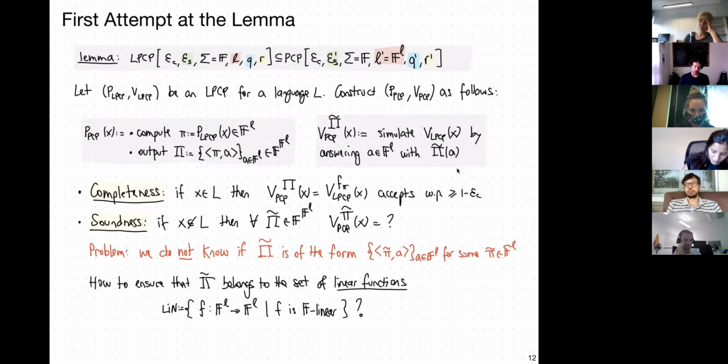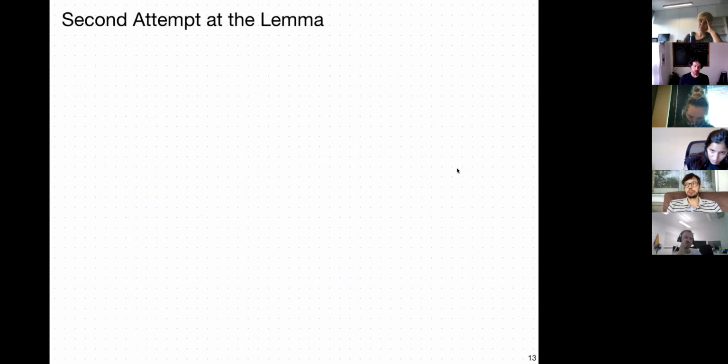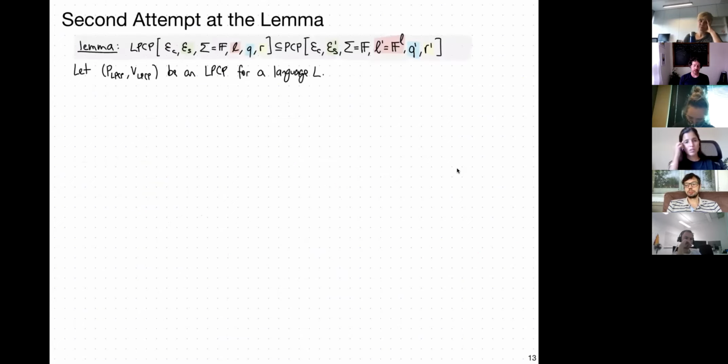So in other words, which set of functions are exactly of this form? The set of all linear functions. So what I want to do is know whether a function is a linear function or not. And for that, we have the linearity testing. So what would be the second attempt for that?